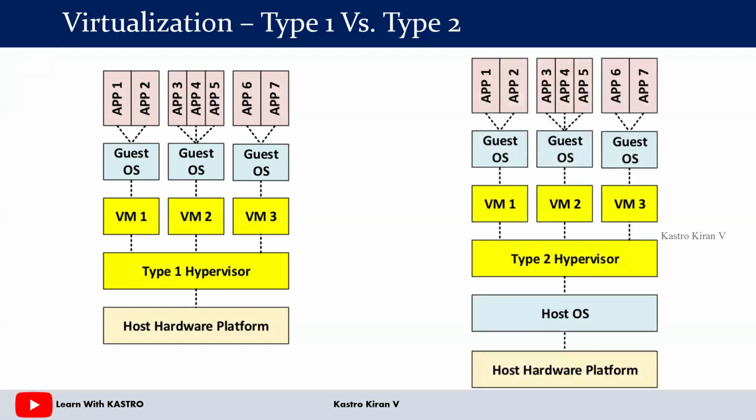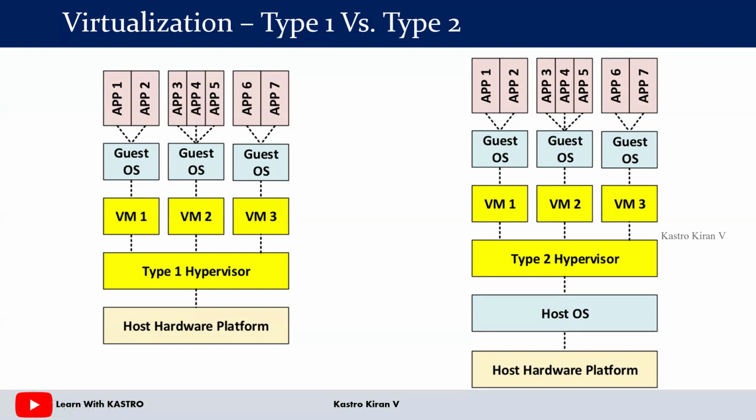Now, in type 2 virtualization, what actually happens is that on top of the existing hardware component, I am going to install an operating system. This operating system is called the host operating system. Now, on top of the host operating system, I'm going to install the hypervisor software. And then on top of the hypervisor software, I will create multiple EC2 instances. These instances can have the same operating system, or they can have different operating systems. The operating systems that we install in the virtual machines are known as guest operating systems.